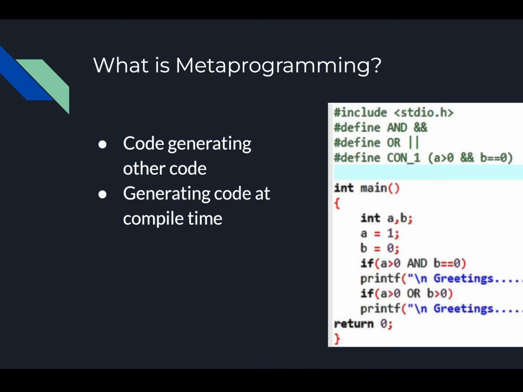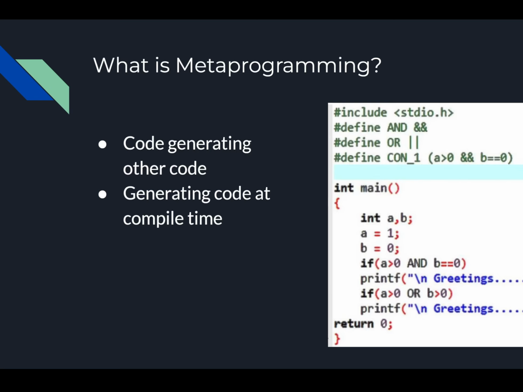If you look at metaprogramming, the definitions you'll see are code that generates other code, and generating code at compile time. An example that many people are familiar with is macros, and we have an example of macros in C to the right. We have some macros at the top with a hashtag. We have an "and" macro, which basically says we're going to use this keyword "and" in our code, and then at compile time, we want to replace each instance of "and" with a double ampersand. That kind of macro would make the code more readable for a user.